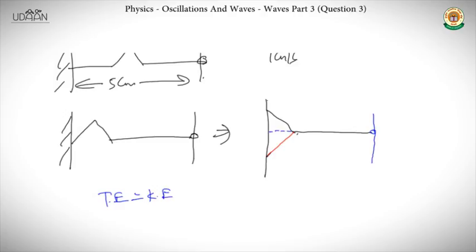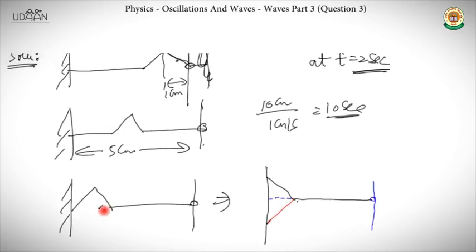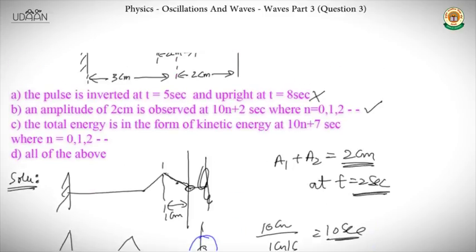And this happens at the 7th second, because it reaches the open end at t equal to 2 seconds, and it needs 5 more seconds to reach this end. So at the 7th second it reaches the closed end for the first time. And similarly it repeats itself after every 10 seconds. So total energy is in the form of kinetic energy after every 10n plus 7 seconds.